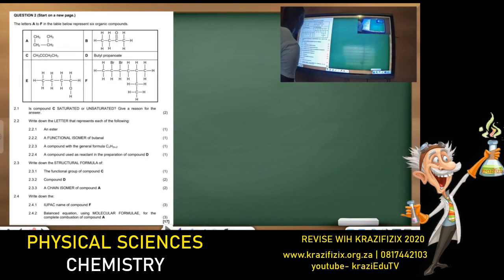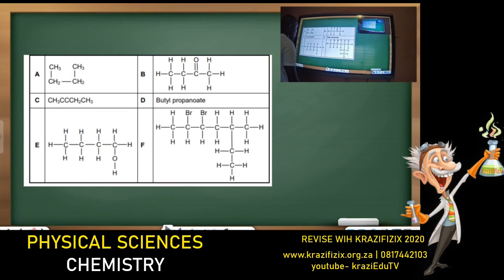Welcome to question 2. Now, the letters A to F in the table below represent 6 organic compounds. For some reason, I'd like to focus on this box without looking at these questions. And I want us to quickly go check something here. I hope this is clear enough. We're just going to write everything we can about each box.